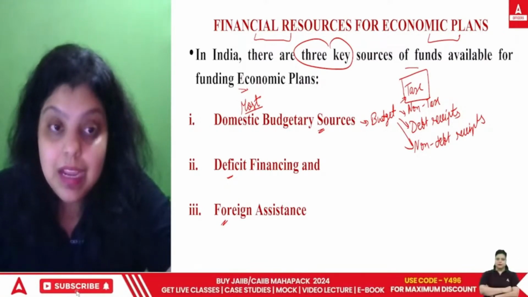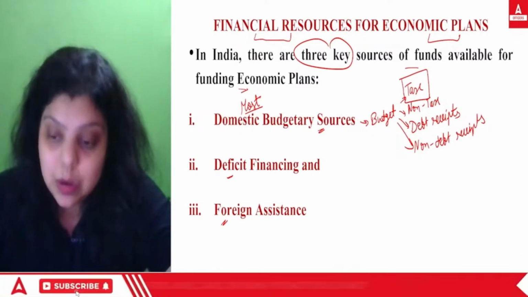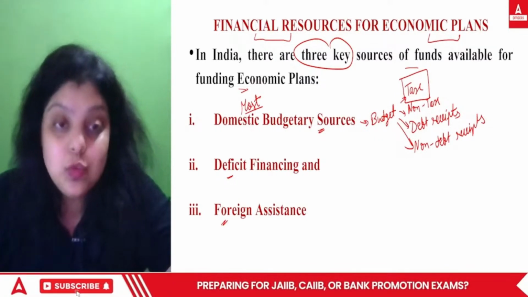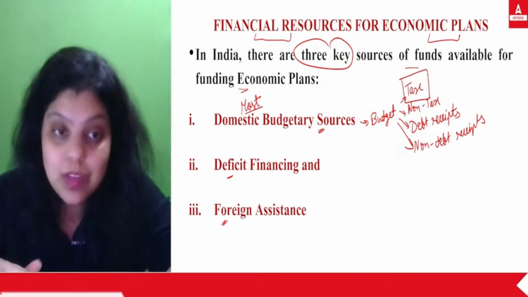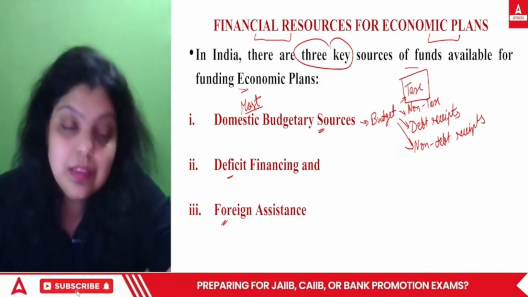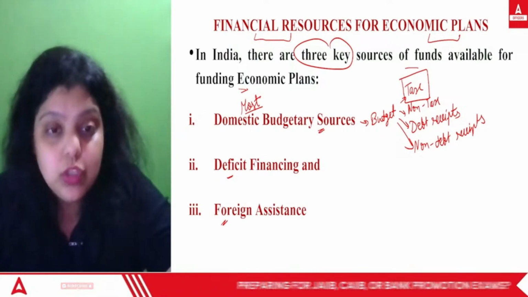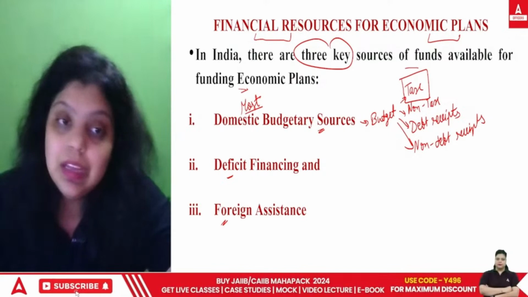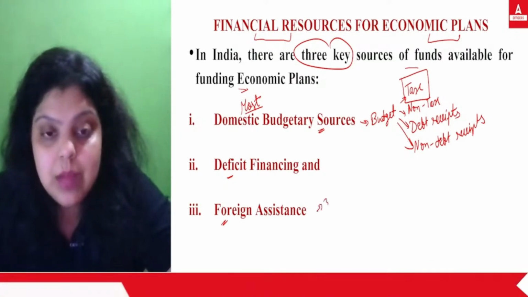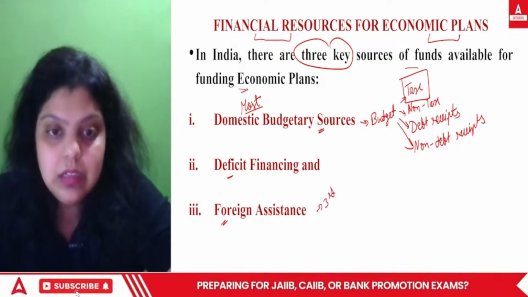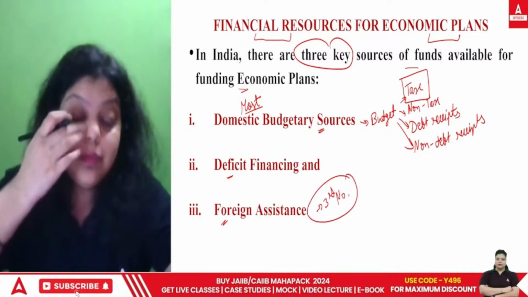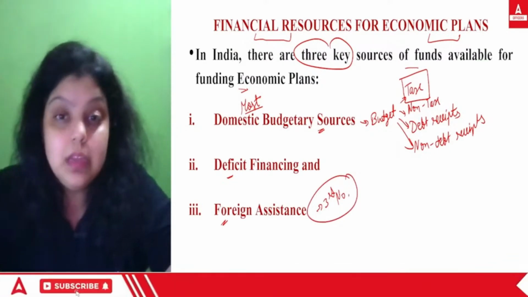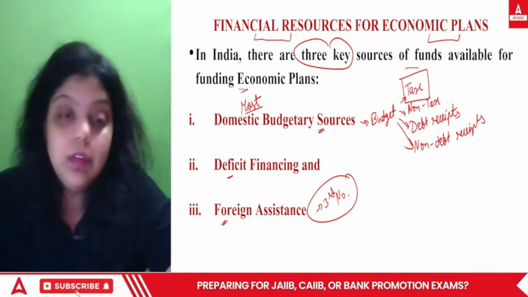This can be done by the government raising money from the public, raising money from the RBI, or ordering the RBI to print new currency. By these ways the government can raise capital and bridge the gap between revenue and expenditure, which is known as deficit financing. The third one is foreign assistance: you get capital from foreign sources, such as foreign grants. This comes third. So the sequence is very important: first domestic budgetary source, second deficit financing, third foreign assistance.